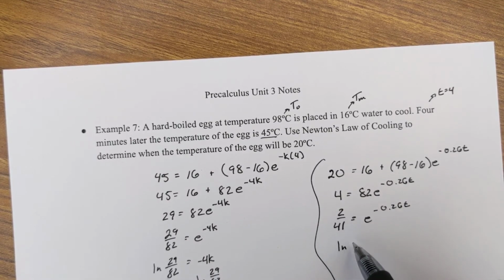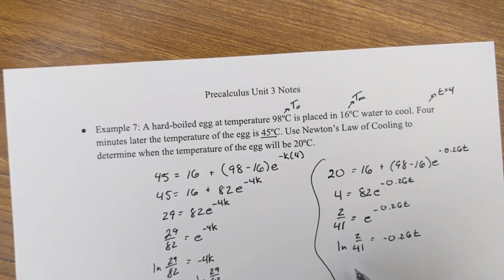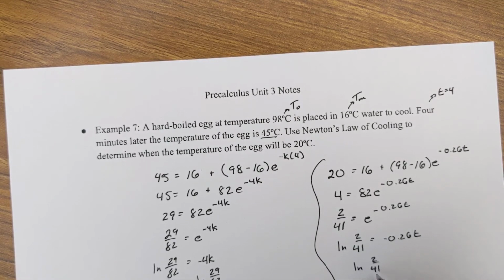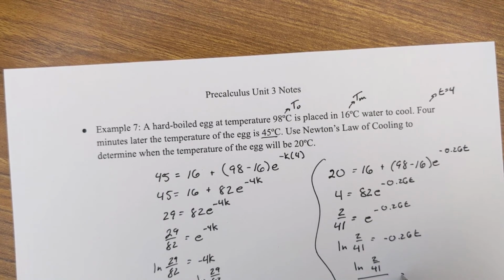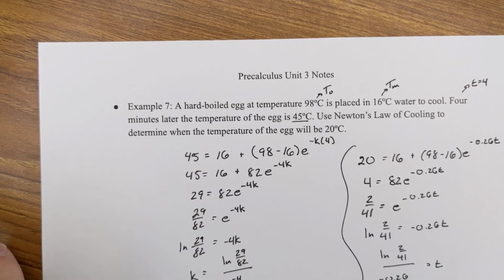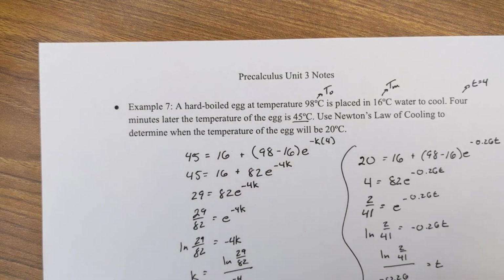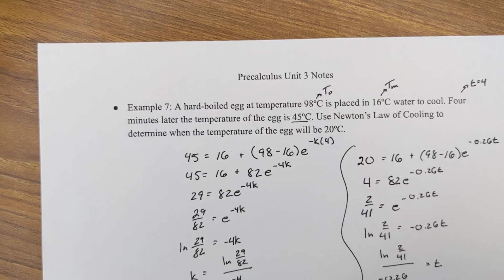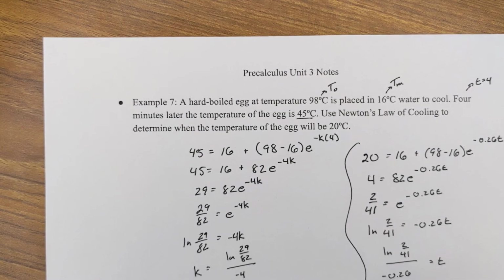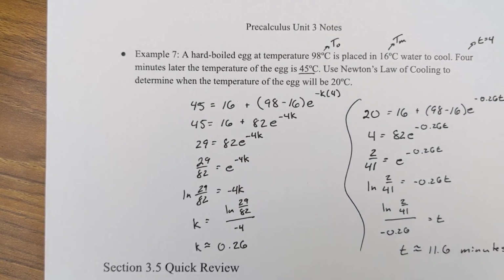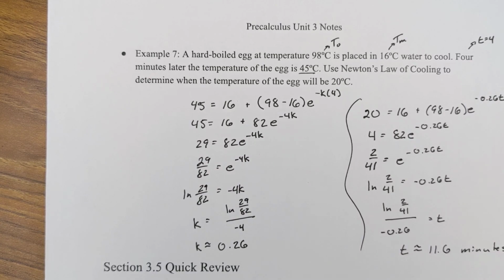Take the natural log of both sides to get rid of the e. And then divide everybody by that decimal. So ln of 2 over 41 divided by negative 0.26 is equal to t. So t is about, the natural log of that is that, divided by negative 0.26 is that, so t is equal to 11.6 minutes. So 11.6 minutes after you drop it in, it'll have cooled down to 20 degrees, which brings us to the end of this section.